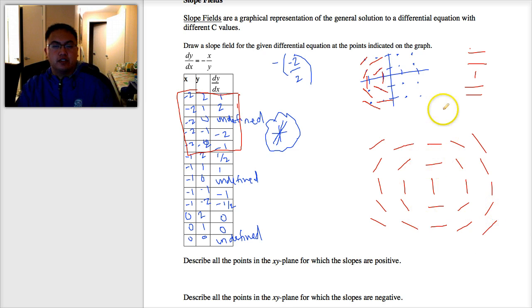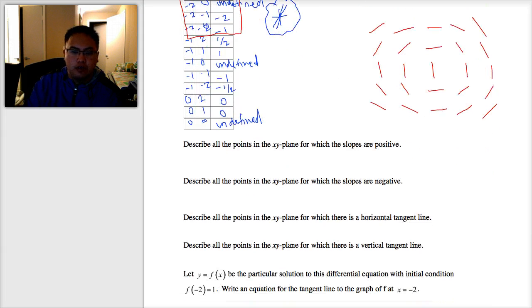So when I draw these, and again, you can do this for some. Do you guys see that pattern? It sort of looks like a circle, almost like a ripple in a pond. That is the slope field. That is the solutions for this differential equation right here. And all you have to do is they just want you to describe it.